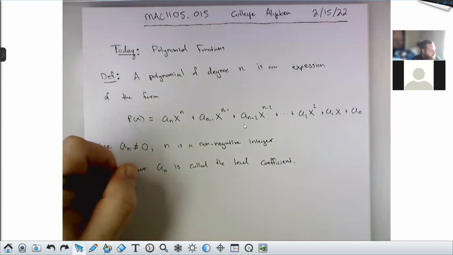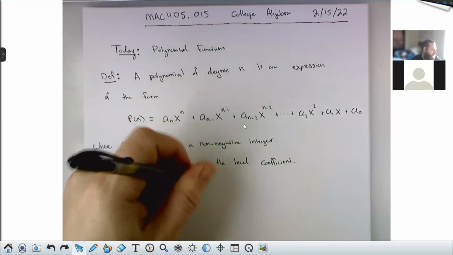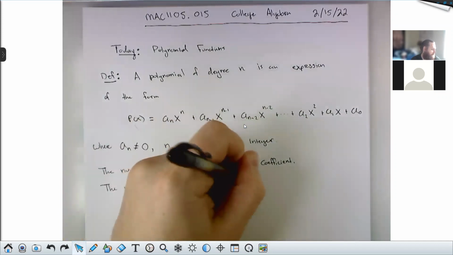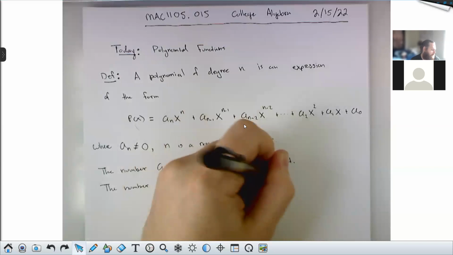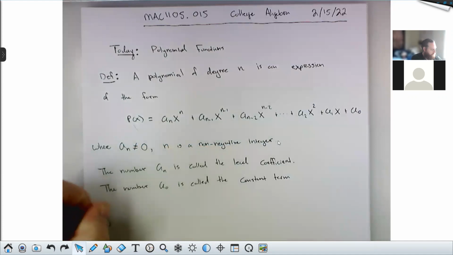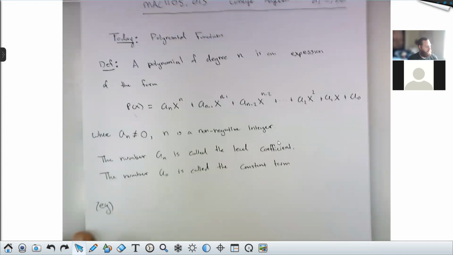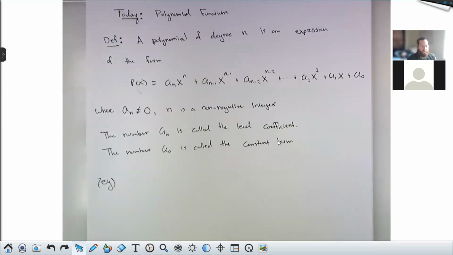The number a0 is called the constant term. So there's the full formal definition of a polynomial. Once you're comfortable with what all of these words mean, you won't need such cumbersome notation. So let's take a look at a handful of examples and see if we can identify the degree. Well, first identify whether the thing is or is not a polynomial. And if it is a polynomial, identify the degree, the lead coefficient, and the constant.